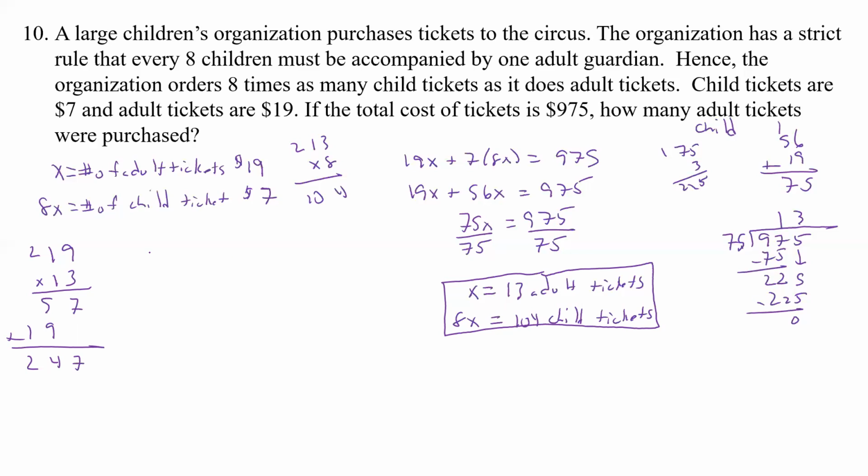Now 8x we said is 104, and we're taking that times 7. So that's 28, and that's 7. And so if we add that to 247, that's 15. That's 6, 7. That's 9. That's what it matches. So we have the correct answer, and so those are the correct number of adult and child tickets they bought for $975.